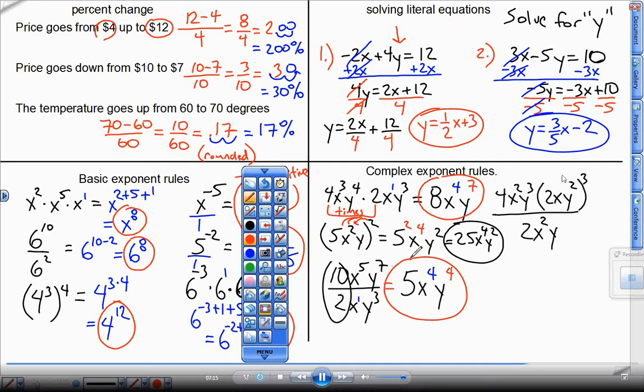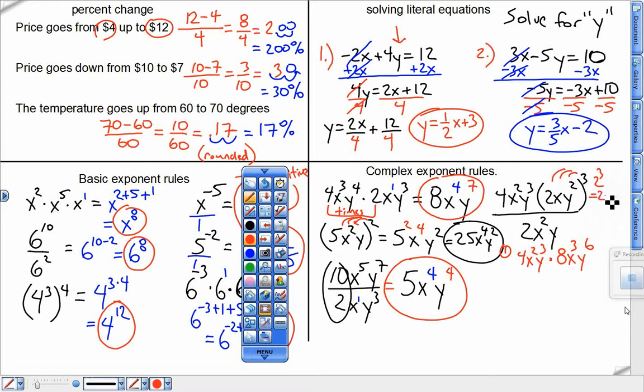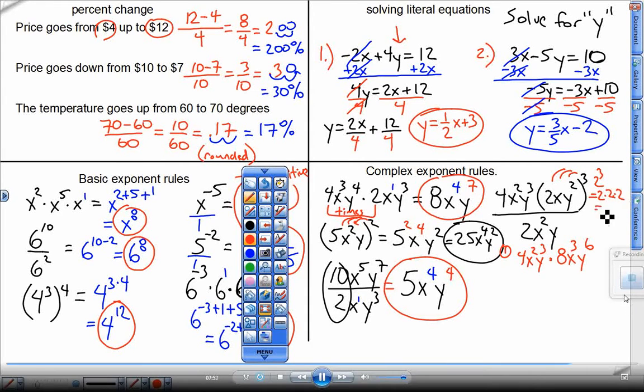Alright, for this one, the rule is do the work on top first before you divide. On top, do the exponent first. So I'm going to leave this first term alone, 4x squared y to the third, and I'm going to take care of this exponent raised to an exponent. So that's going to be 2 to the 3rd power, which is 8, x to the 3rd power, y to the 6th power. Just remember, 2 to the 3rd power is multiplying 3 of those 2's, which gives me 8. That's why 2 to the 3rd power is 8.